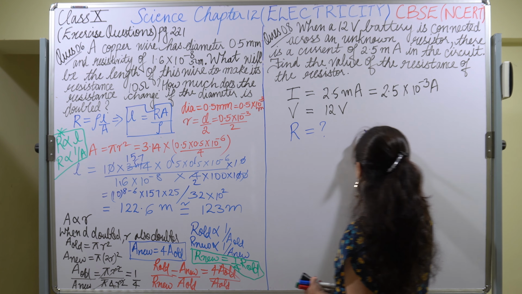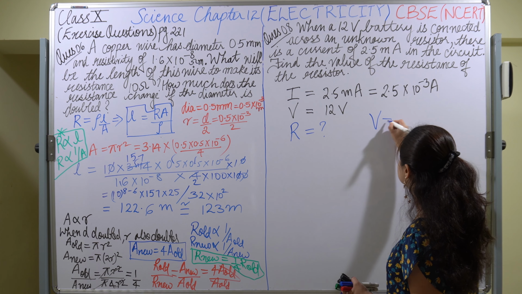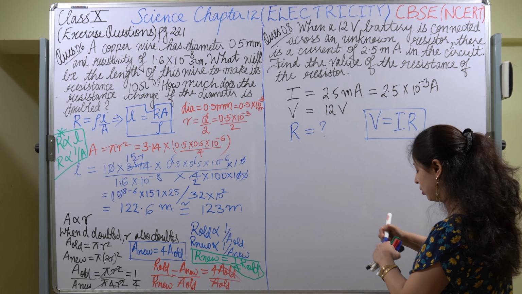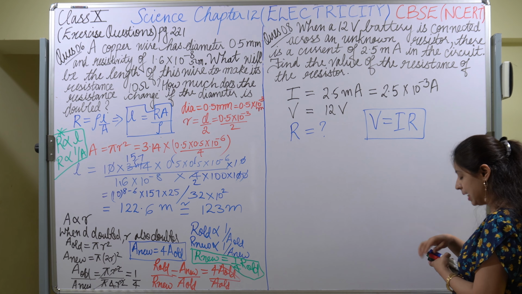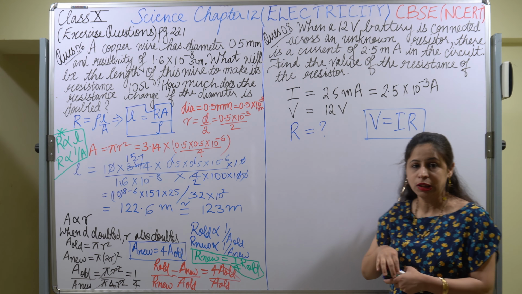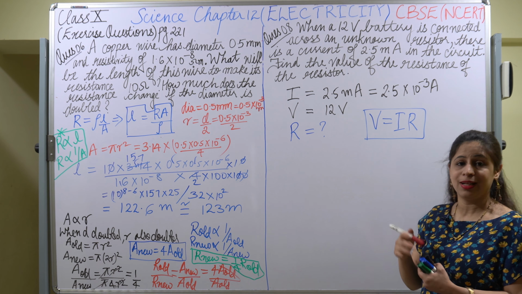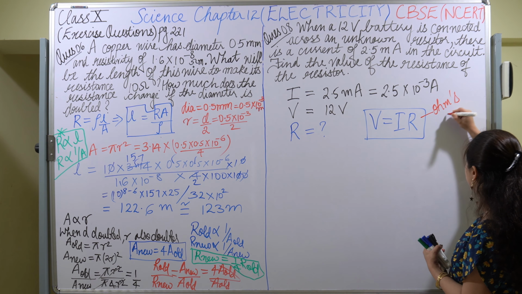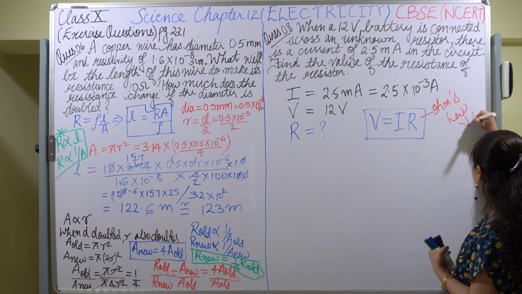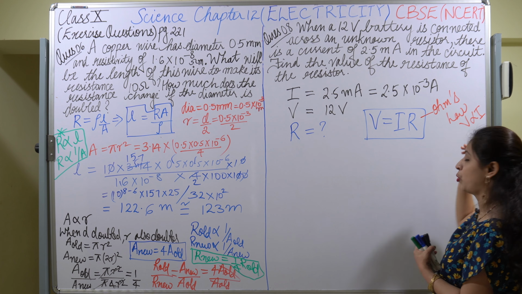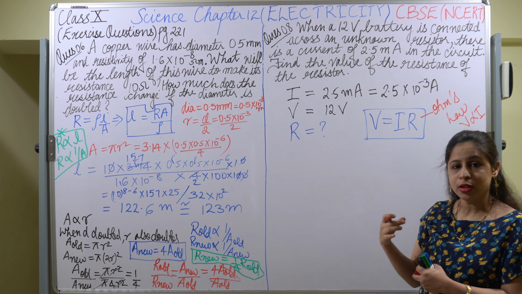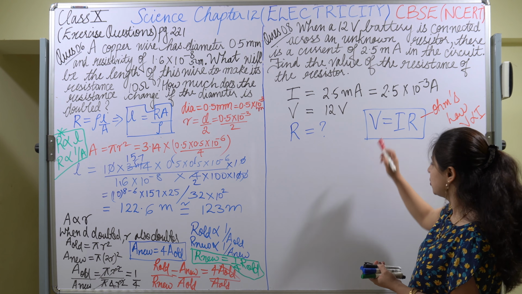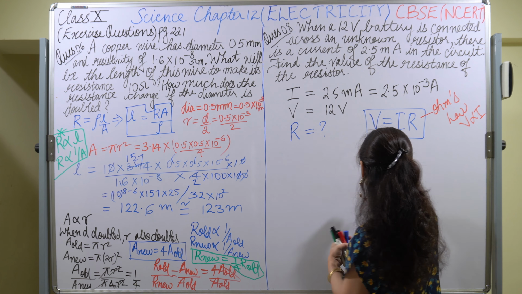So we are very well versed with Ohm's law. V is equal to IR. This is Ohm's law, which says that at constant temperature and pressure, the voltage is directly proportional to current. When we remove this proportionality sign, there is a constant which is equal to resistance over here. So with this formula we can easily find out the value of R.